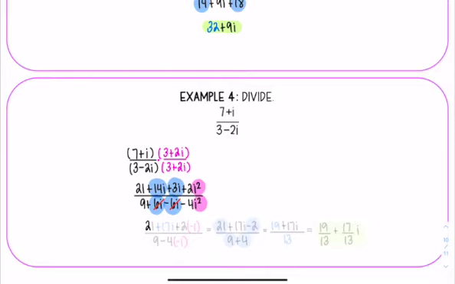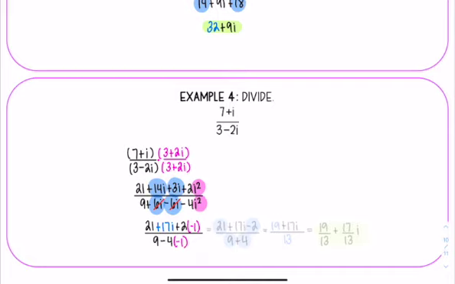So on the top we have 21. We have our 14 plus 3i, which gives me 17i, plus 2 times i squared becomes negative 1. And then in the bottom, we have our 9, our two middle terms canceled, and then minus 4 times negative 1.